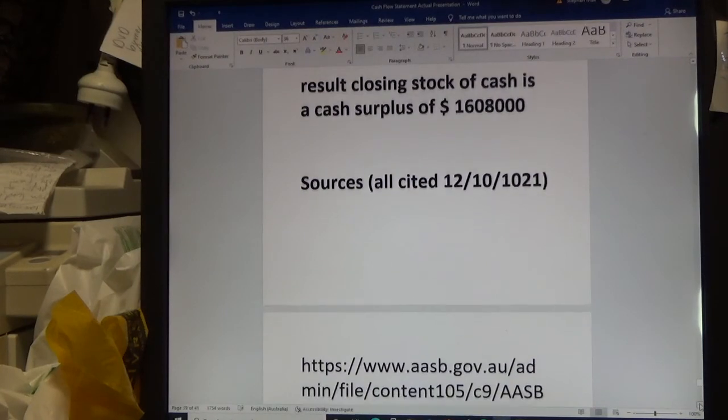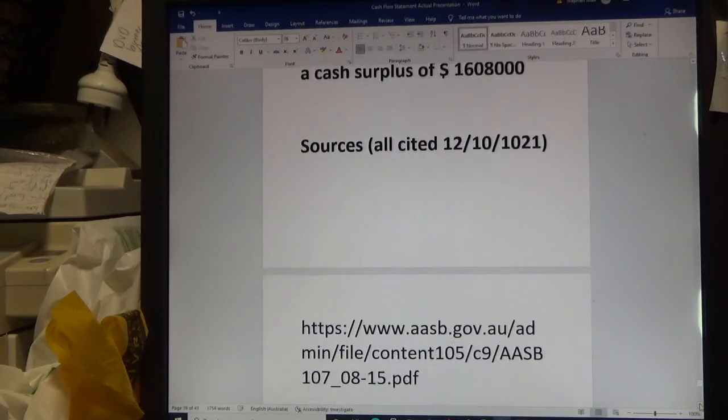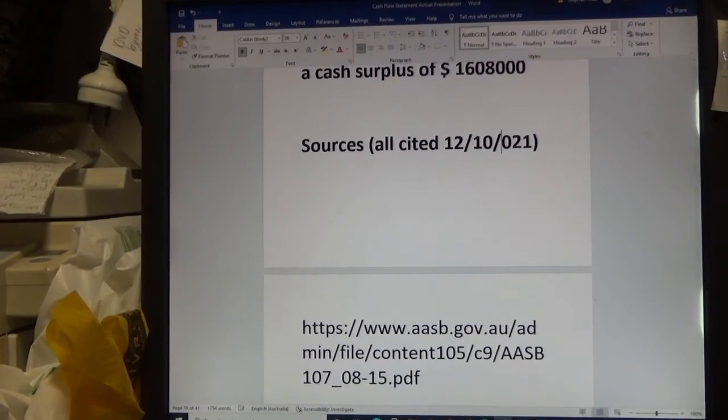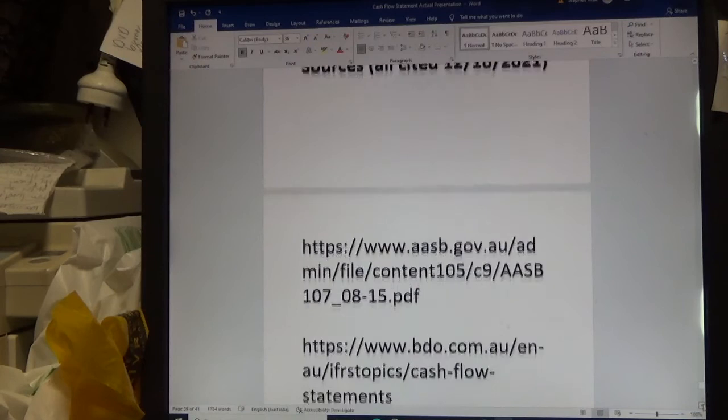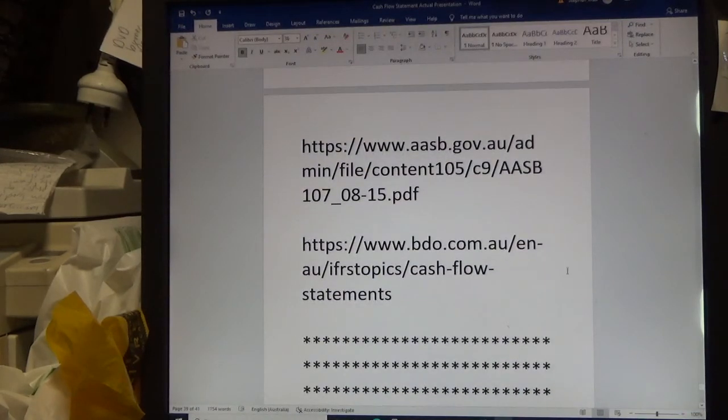And my sources, all cited on the 12th of the 10th. Oh, that's not the Middle Ages. That's 2021. Good. So that resource by the Australian Accounting Standards Board, Standard 107, that reference there, and the other reference BDO.